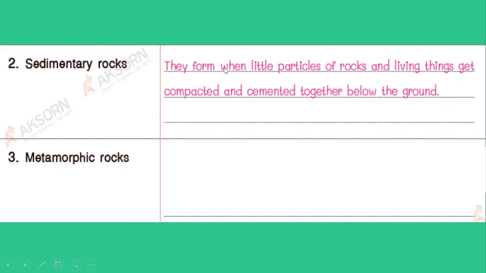They form when little particles of rocks and living things get compacted and cemented together below the ground. Right? So pause the video, write this sentence in your work textbook. How sedimentary rocks form. They form when little particles of rocks and living things get compacted and cemented together below the ground. Then continue to watch our lesson.